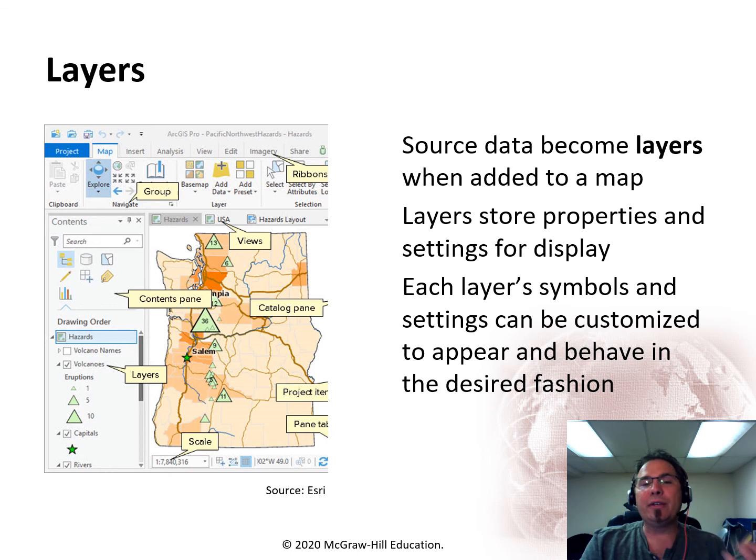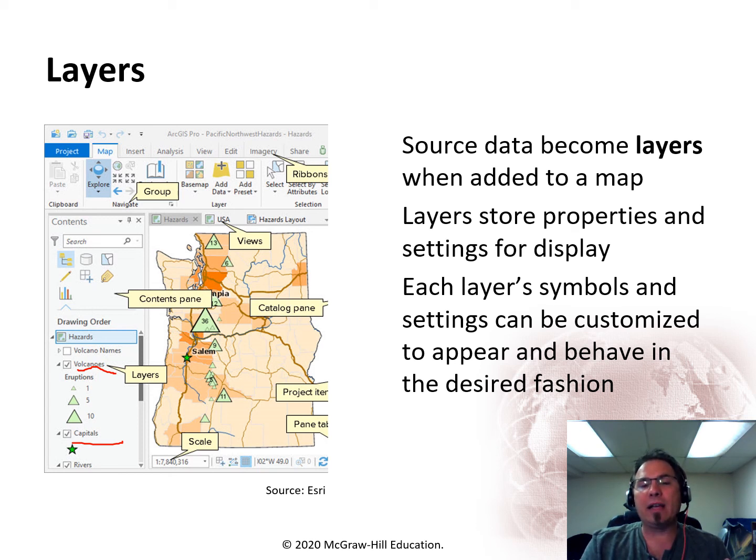So your data is the layers on your map. And that's one of those jargon things: when we say layer, that's what we mean. If I want volcanoes, I drag volcanoes onto my map. My volcanoes is now a layer within my map. All right, so you can see here's volcanoes and volcano names. Here's volcanoes, capitals. Those are all layers within my map.